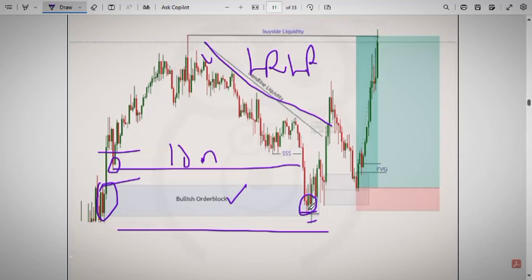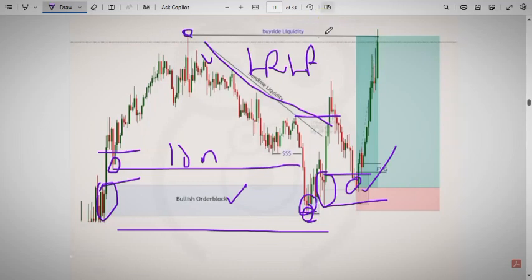If you miss this trade here, you can wait for market structure shift there, and this is your order block. Wait for price to come into this order block, and that's going to be your trade. You're going to buy. Boom, you go high. The draw on liquidity. Right? Simple.